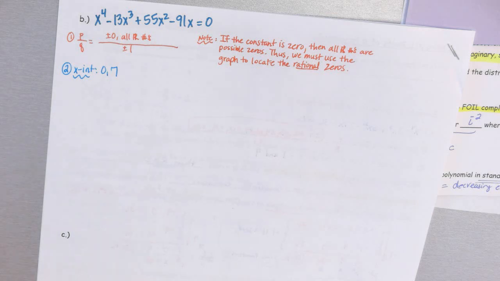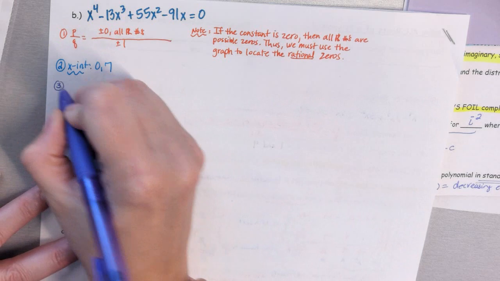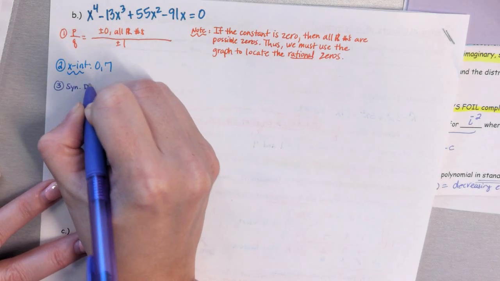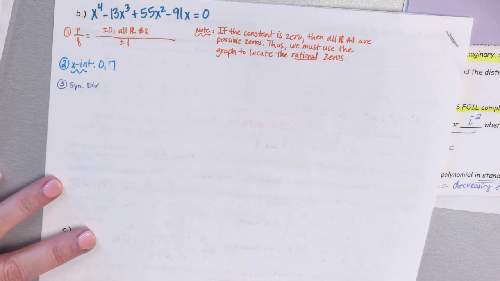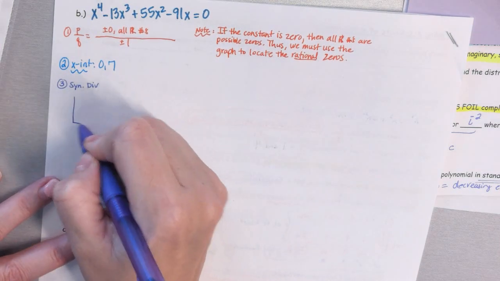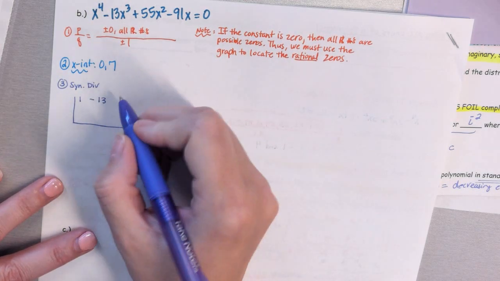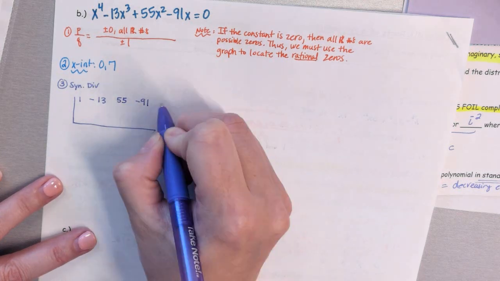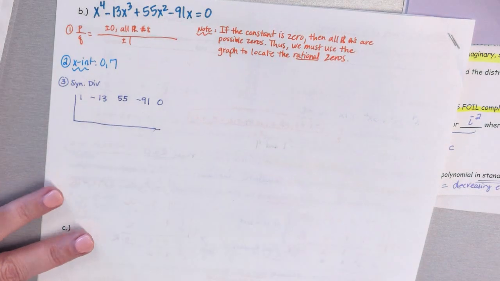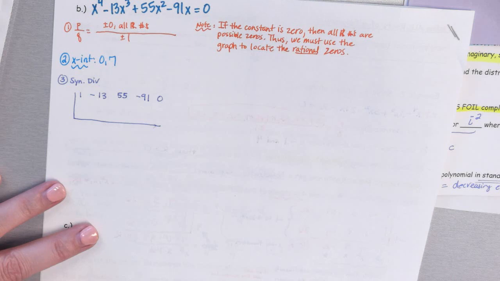Synthetic division. For synthetic division, again, I just want to stress it does not matter which one you do first. The synthetic division is really doing a few things for us. Try to stay with me with this one because I'm going to show you another way to write this out, which I think you will like. So you have 1, negative 13, 55, negative 91, and don't forget even for that constant term, you have to have a placeholder. So you have to have that 0 at the end.